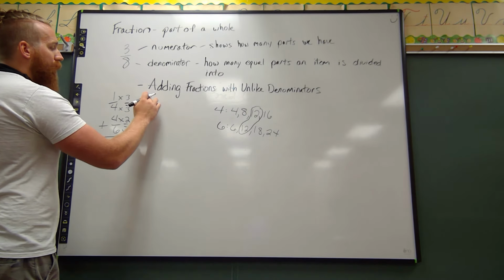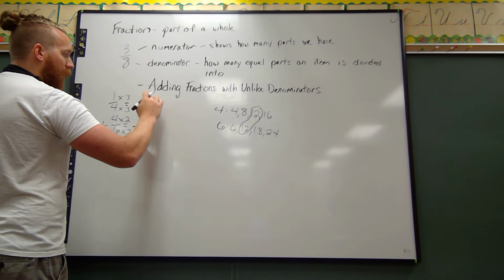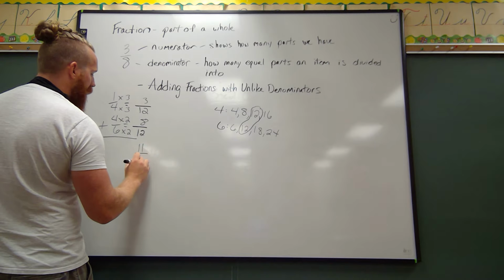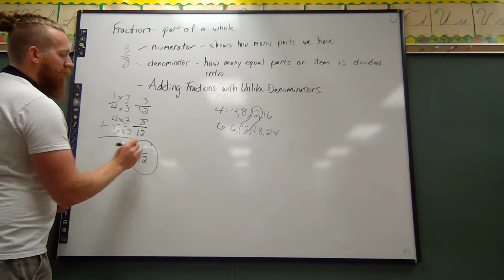Okay, now you can add your fractions because our denominators are equal. 12. 3 plus 8 equals 11. So you have 11 over 12, and it can't reduce, so 11/12 is your answer.